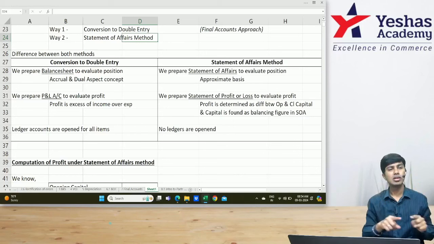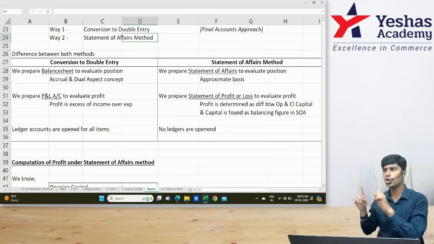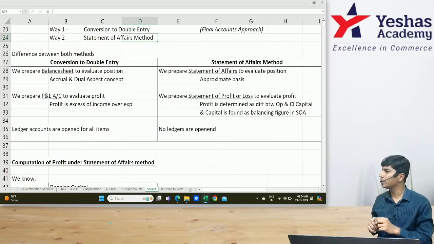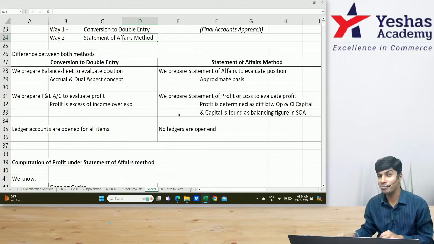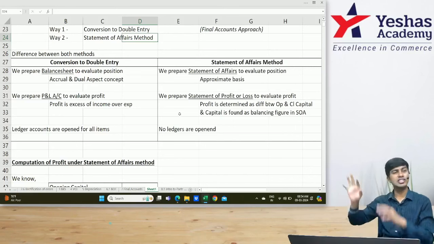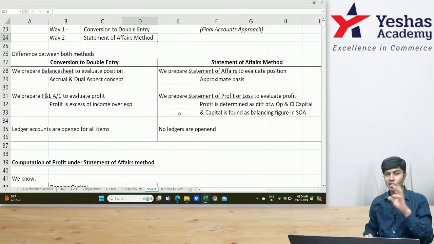I'll do a similar statement on the closing date also. It's like a balance sheet, but not a balance sheet. What is it? Statement of affairs. Here also I'll write all the assets, all the liabilities, and I'll find the balancing figure. Now think.